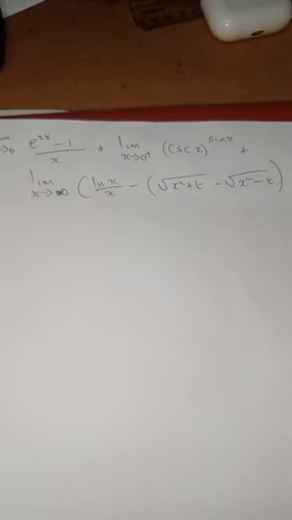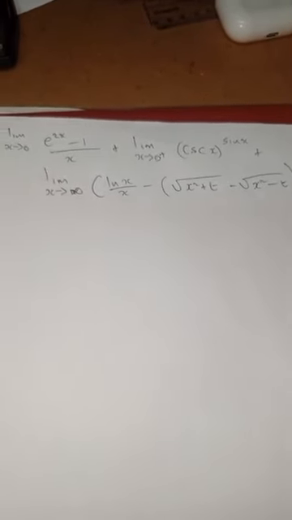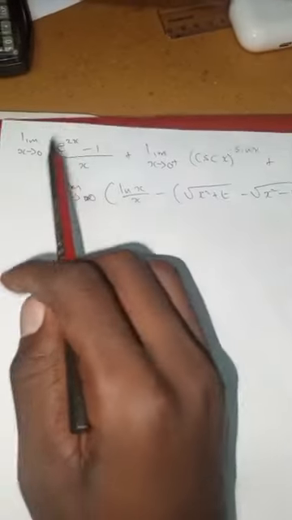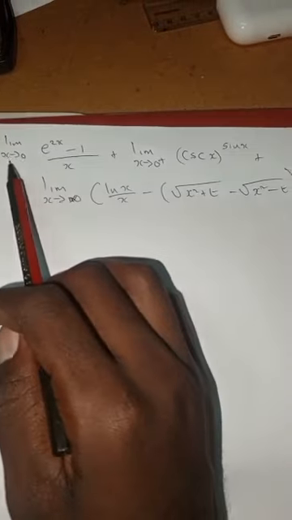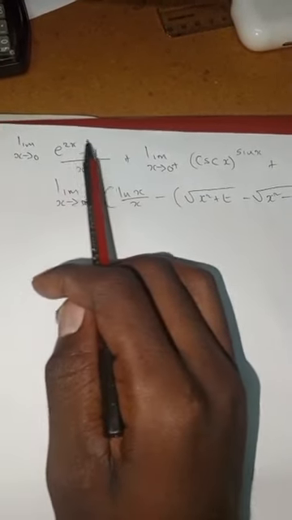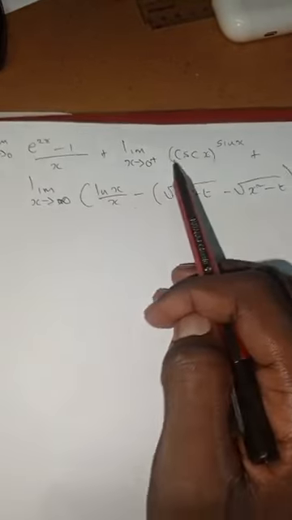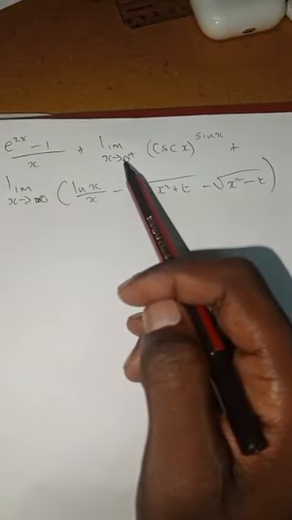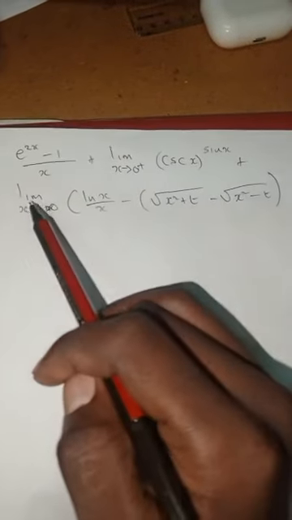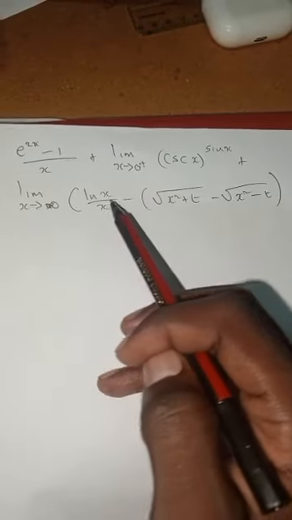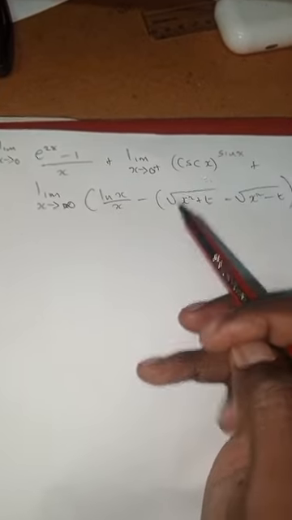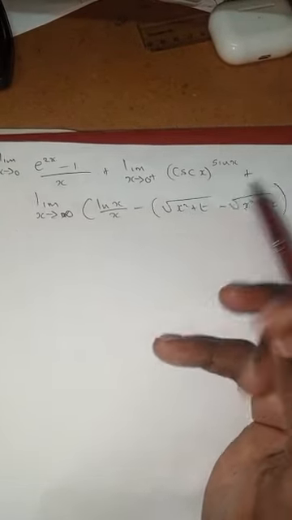This was a question from your test paper, test 1, about limits. It says evaluate the limit. We are given this part, which was the limit as x approaches 0 of (e^(2x) minus 1) over x. Then we had this other one, secant x to the power sine x, for the limit as x approaches 0 from the right. Then we also have the limit as x approaches infinity of natural log of x over x minus this, whatever we have here, the root of x plus t minus root of x squared minus t.